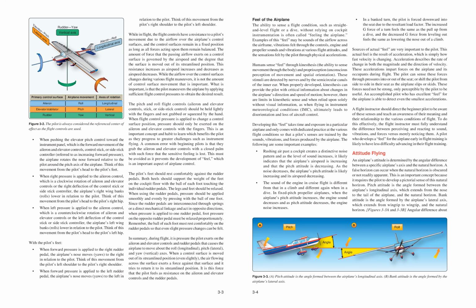While in flight, the flight controls have a resistance to a pilot's movement due to the airflow over the airplane's control surfaces, and the control surfaces remain in a fixed position as long as all forces acting upon them remain balanced. The amount of force that the passing airflow exerts on a control surface is governed by the airspeed and the degree that the surface is moved out of its streamlined position. This resistance increases as airspeed increases and decreases as airspeed decreases.